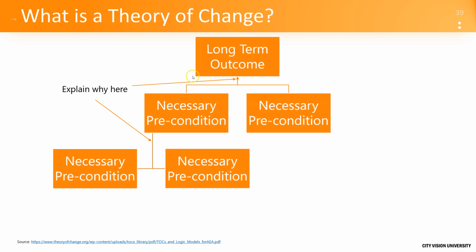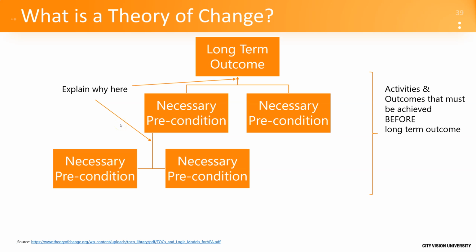You have the long-term outcome. We want people to be contributing to society, independent, no longer homeless. And then you might say, a necessary precondition that leads up to that is basically this, and then you would explain the why. These are going to be activities and outcomes that have to be achieved before the long-term outcome.